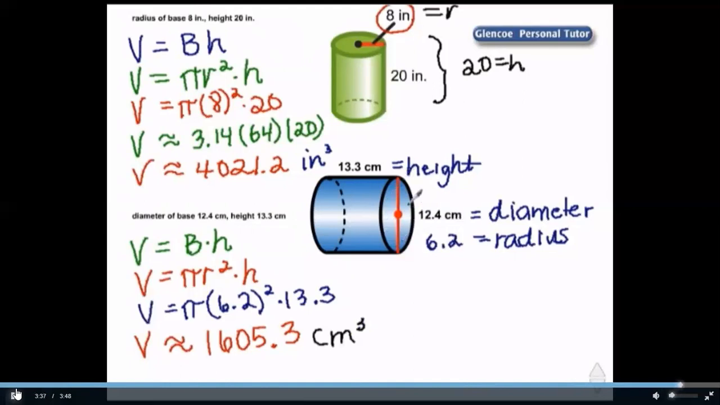Now, when you multiply this out, you might not get 1605.3, but the question at the top said round to the nearest tenth. So after she did all this multiplication, 3.14, 6.2 squared, and 13.3, she rounded to the nearest tenth place. Same up here. She rounded to the nearest tenth place up here. It all depends on what the question is asking you. Sometimes it'll say tenth, sometimes it'll say hundredth. Sometimes they'll say use 3.14 and get the exact. You just have to make sure you read the question and decide what you're going to round to. That's how you find the volume of a cylinder.